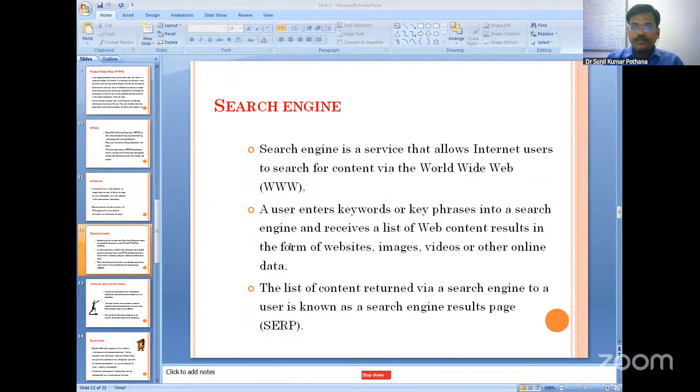If we type a regular word, or a recent incident that has happened, and you want to search about that, you will get a number of pages, right?